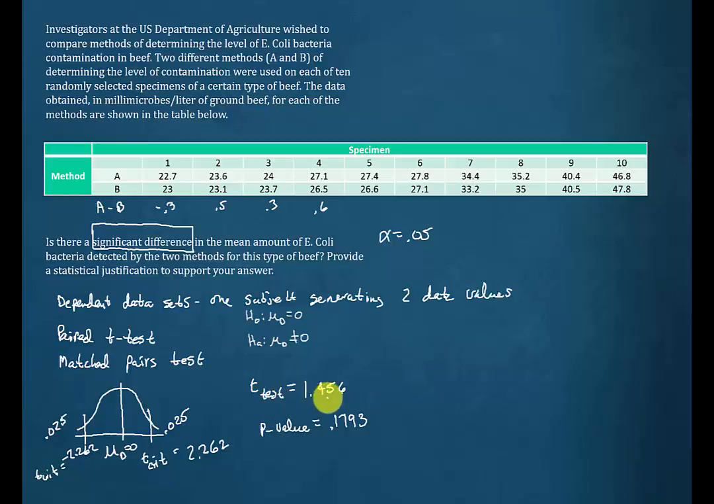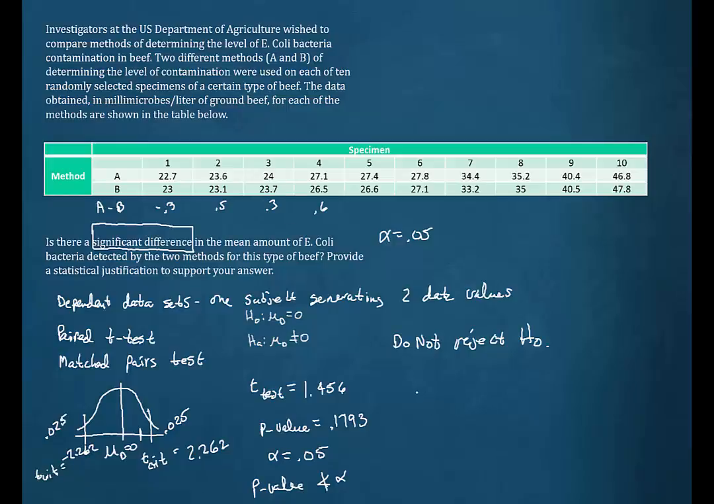Notice that our test value does not land in the rejection region. It lands here before we actually hit that point of rejection. So our conclusion would be do not reject the null hypothesis. If we use the p-value and alpha, we arrive at the same conclusion. Since the p-value is not less than alpha, we should not reject the null hypothesis.